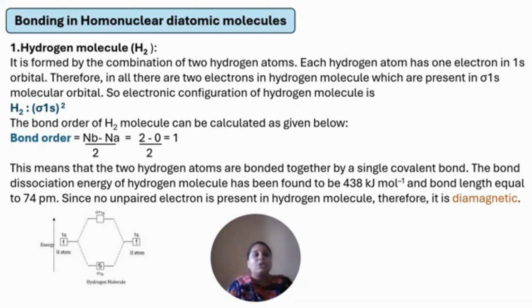The hydrogen molecule is formed by the combination of two hydrogen atoms. There are two electrons in the sigma orbital. So the bond order is 2 minus 0 over 2, as there are no anti-bonding electrons. This is how the MO diagram is written for the hydrogen molecule, from two hydrogen atoms. Here the molecular bonding orbital is sigma 1s of the hydrogen molecule, and this is sigma star 1s of the hydrogen molecule.